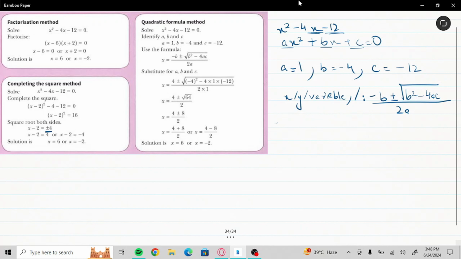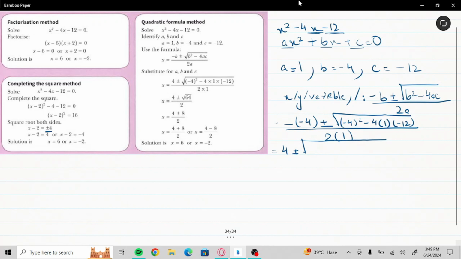And just input the a, b, and c values. Replace the a, b, c values. So instead of b, we are going to write minus 4. Put it in a bracket so that it's easier to solve. So plus minus the square root of b squared minus 4ac: (negative 4) squared minus 4 multiplied by a, which is 1, and c, which is negative 12. Divide this whole by 2 multiplied by the a value, which is 1. Now simplify this. Negative multiplied by negative 12 is positive 48, plus minus under root.